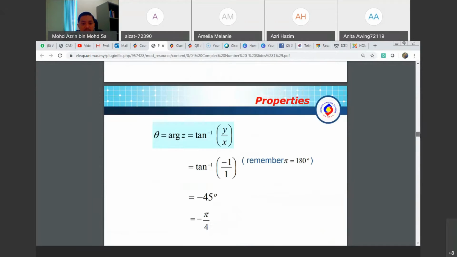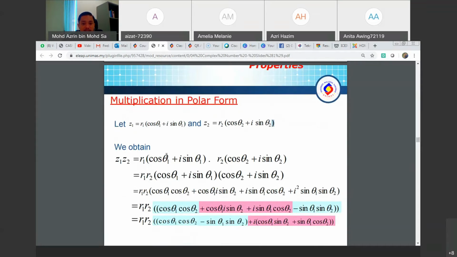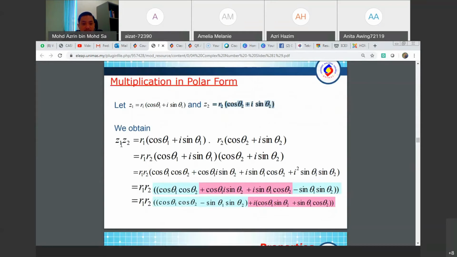Lepas tu, from here, due to we have z1 and z2, so it depends on z1 and z2. So they have r1 theta 1 and r2 theta 2. So bila kita buat multiplication, this z1 multiply by z2. So that's why we obtain here z1 z2 is equal to r1 cos theta 1 plus i sin theta 1 times or multiply by r2 cos theta 2 plus i sin theta 2.